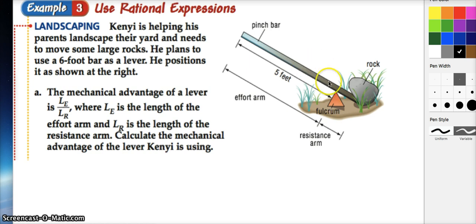So we did this in the last section. Here's a fulcrum, here's the bar. He's going to be pulling this down to pop that up to get it out of the way. Makes sense? Sure does. Couple things we need to know.